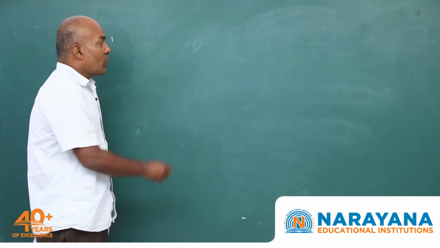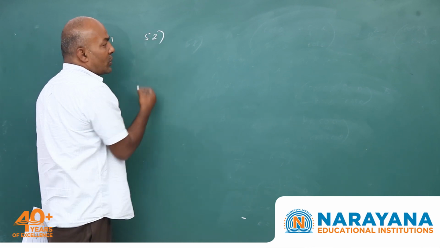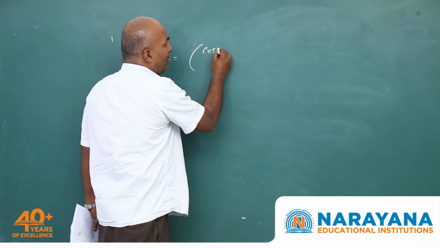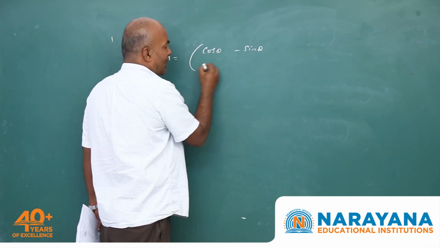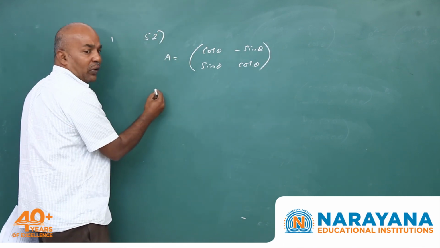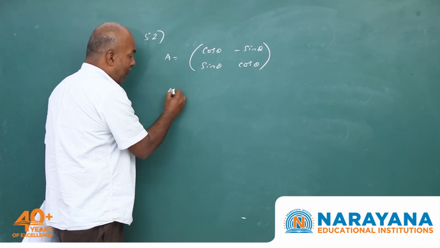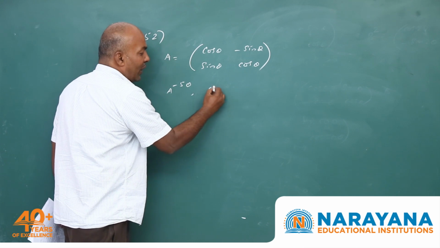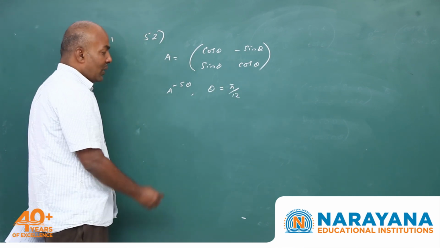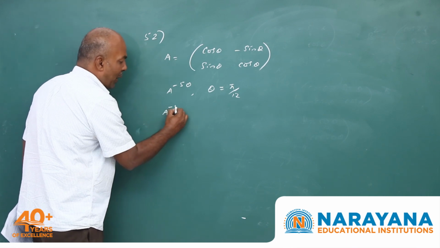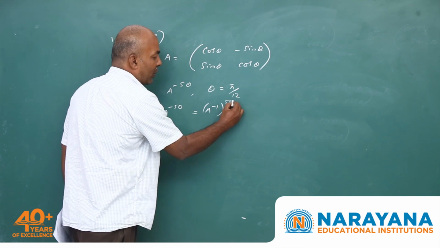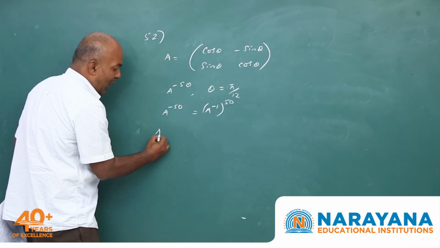Now we shall discuss question number 52. Question number 52 says A equal to cos theta, minus sin theta, and sin theta, cos theta. We need to find out the matrix, that is A power minus 50 when theta equal to pi by 12. So first let's see what is A power minus 50. Nothing but A inverse whole power 50.